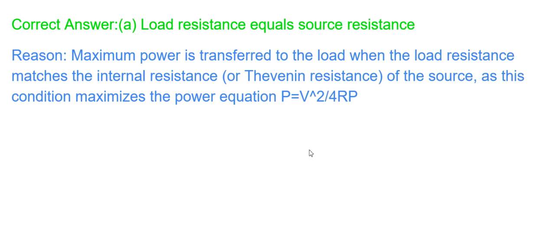The correct answer is A, load resistance equals the source resistance. Reason: maximum power is transferred to the load when the load resistance matches the internal resistance of the source, as this condition maximizes the power equation P equals V squared by 4R.